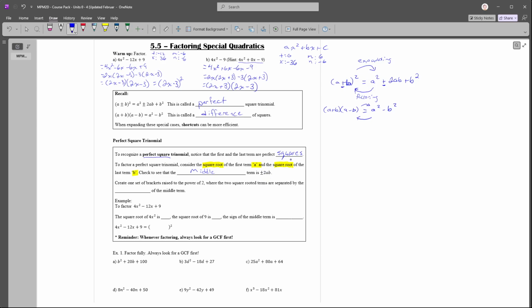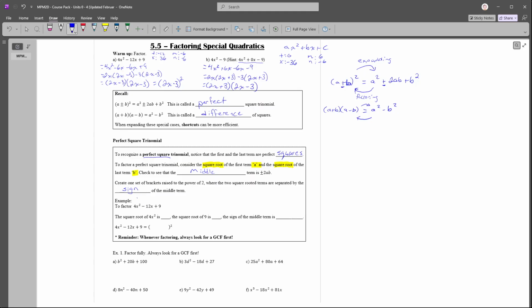You can do it the hard way and the long way, but you're going to find that you're going to take a long time to do this. So what we're going to do is we're going to create one set of brackets raised to the power of 2. We see that the solution is over here. So one set of brackets raised to the power of 2, where the two square rooted terms are separated by the sign of the middle term. Now that sounds super duper confusing. So let's give it a try so you can actually see what we're talking about.